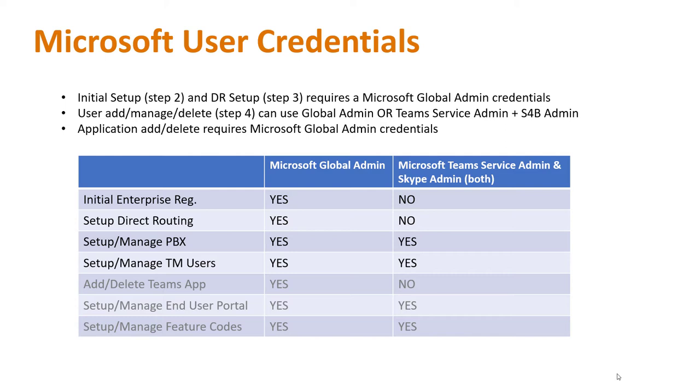So Global Admin, as we've seen in previous slides, does the initial enterprise registration and the direct routing setup. At that point, the delegated authority can manage the users and the PBX. The only other place the admin needs to be involved is in authorizing the setup of an application in Teams. This is enterprise level access requirement in Microsoft.